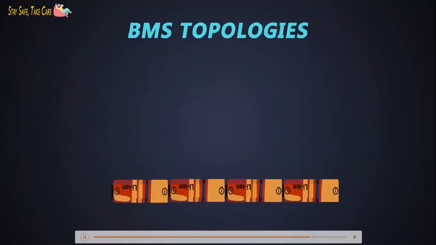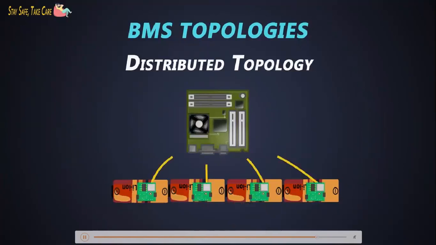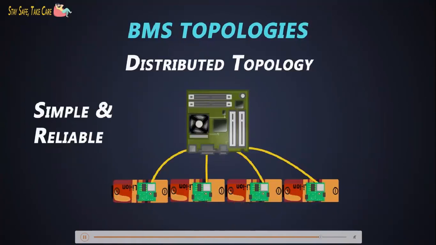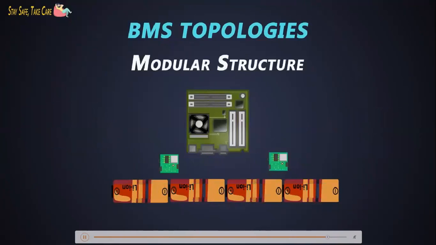Well, there are different types of topologies of a BMS hardware. It shows how we can connect these cells with a BMS. First, the distributed topology. In this topology, there are small voltage and discharge monitor circuits which communicate with the master controller of the BMS. The advantage of this design is that it is simple and reliable to implement. The disadvantage of the system is it requires a large number of small PCBs and becomes difficult to mount on every cell.